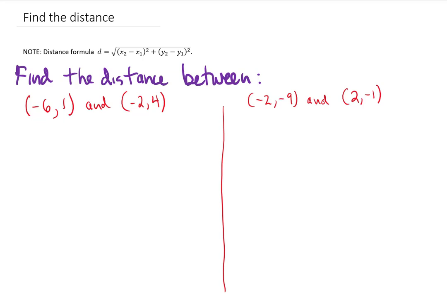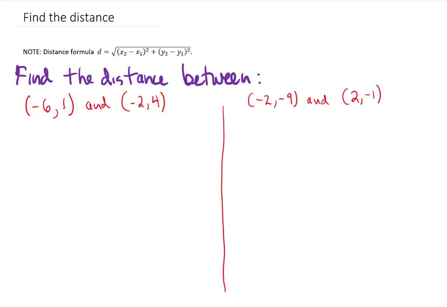Okay, so this problem asks us to find the distance between 2 points in the coordinate plane, and I also provided up here the distance formula, which is effectively the Pythagorean theorem. It's really the change in the x squared plus the change in the y squared, and then add those together and take a square root.